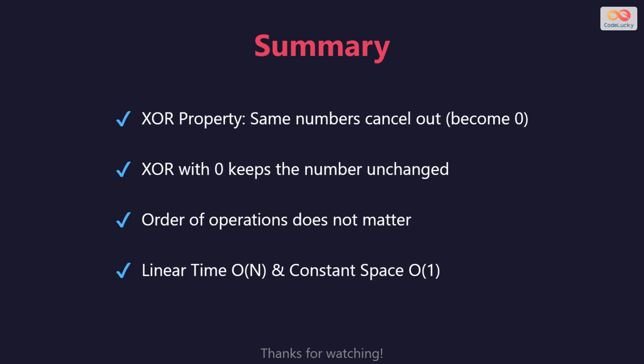To summarize, the XOR operation cancels out identical numbers because A XOR A is 0. The unique number remains because A XOR 0 is A. This allows us to find the unique element efficiently in linear time and constant space.